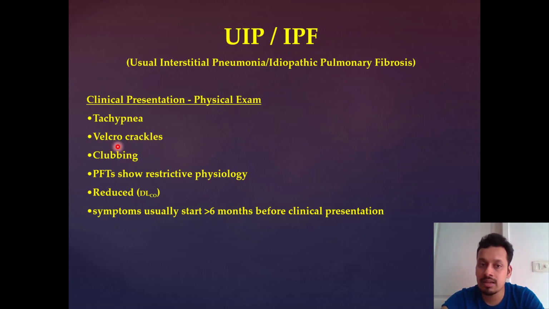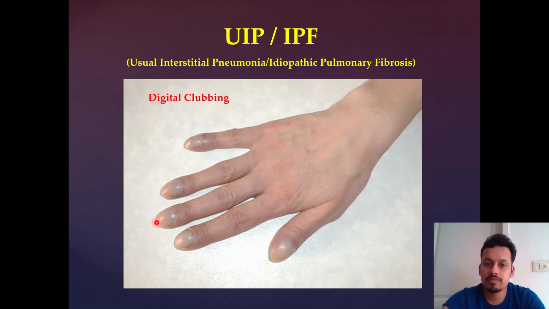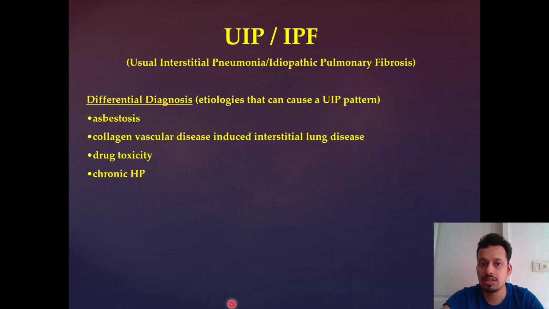And the classical clinical finding would be Velcro crackles. Velcro crackles are fine, late inspiratory crackles, which are usually found in the lung bases. And there is not much change with coughing also. On physical examination, 40 to 75% of patients have clubbing. PFTs, as expected, because this is a restrictive lung disease, show restriction, and the DLCO, diffusion capacity of the lung for carbon monoxide, would be reduced. Clubbing is classically seen in IPF more than in other idiopathic interstitial pneumonias.